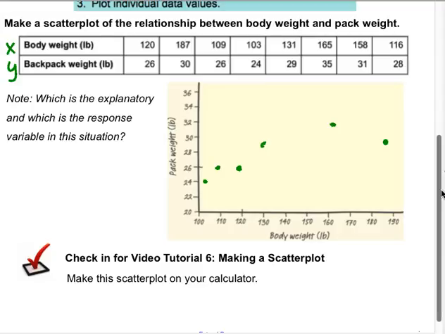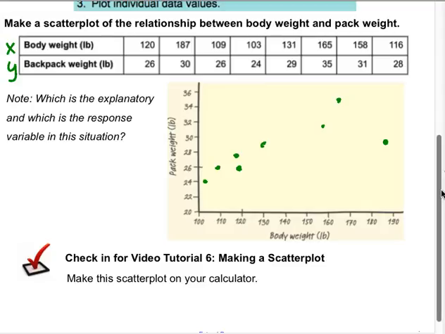158. Oh, I'm sorry. That one should be a little bit higher. That was 35. 165, 35 would be more up there. 158, 31 would be about there. 116, 28 would be about right there.